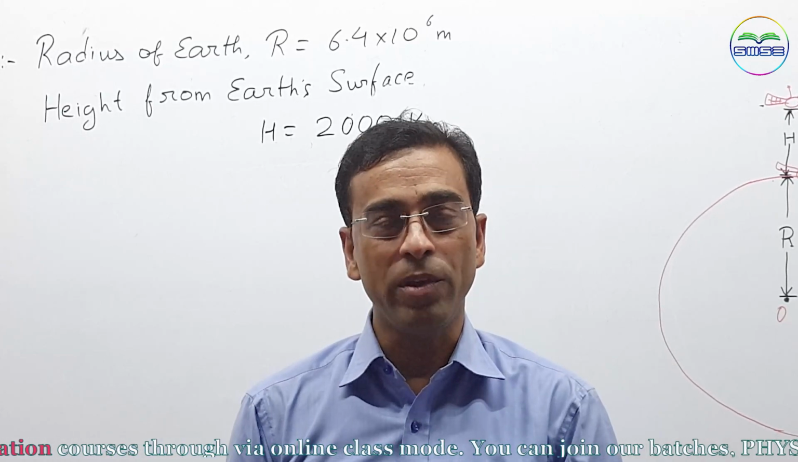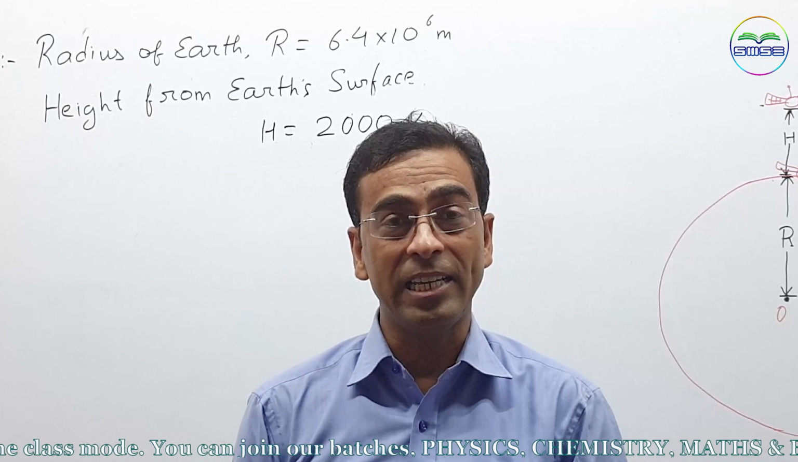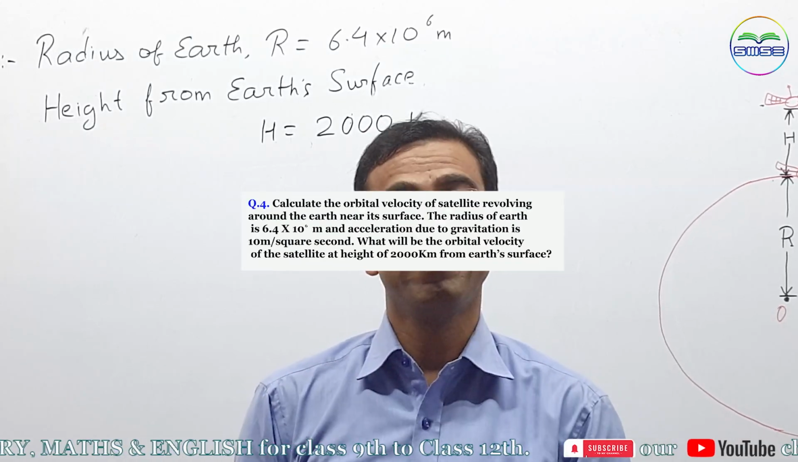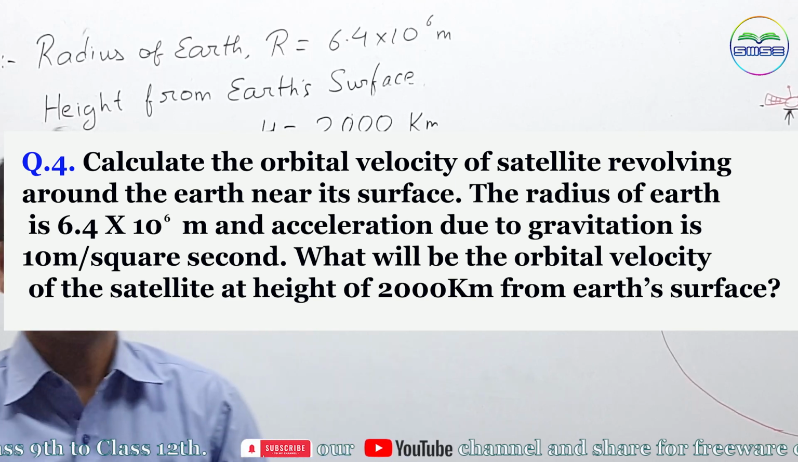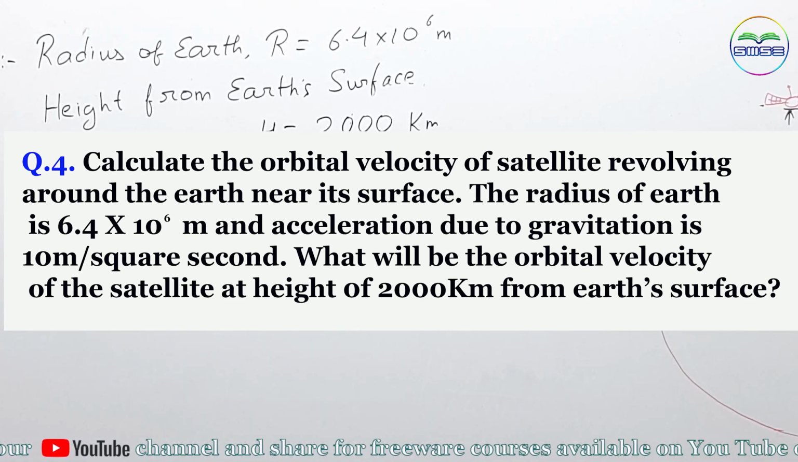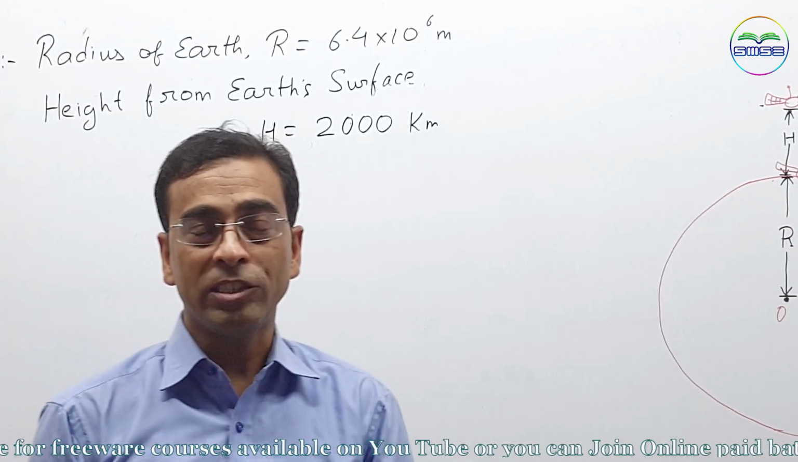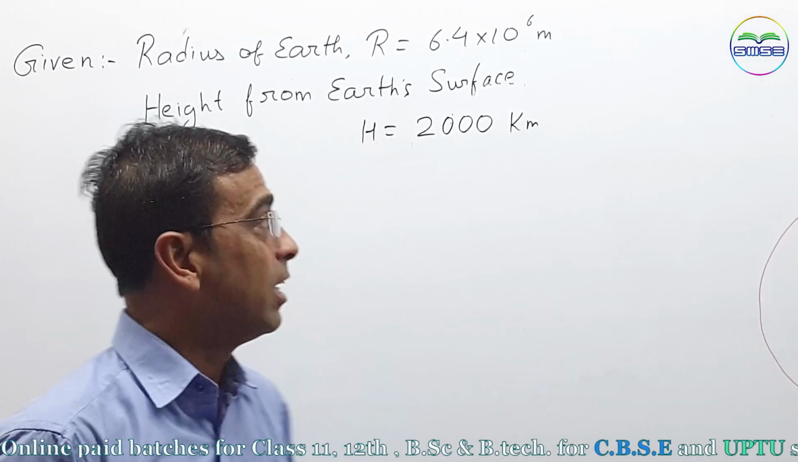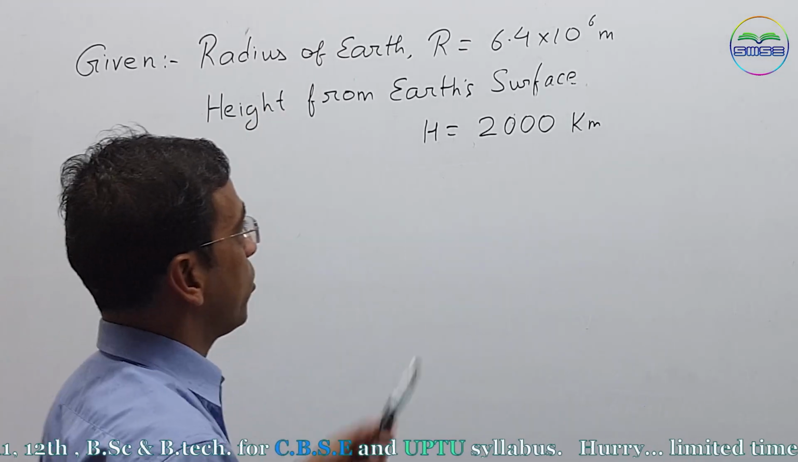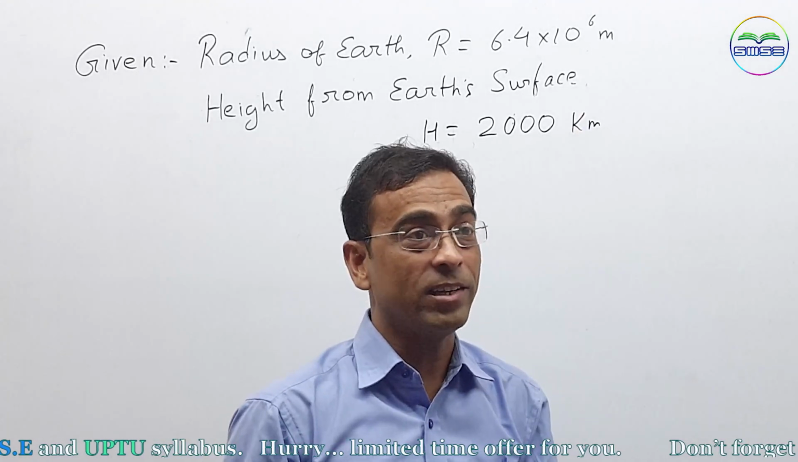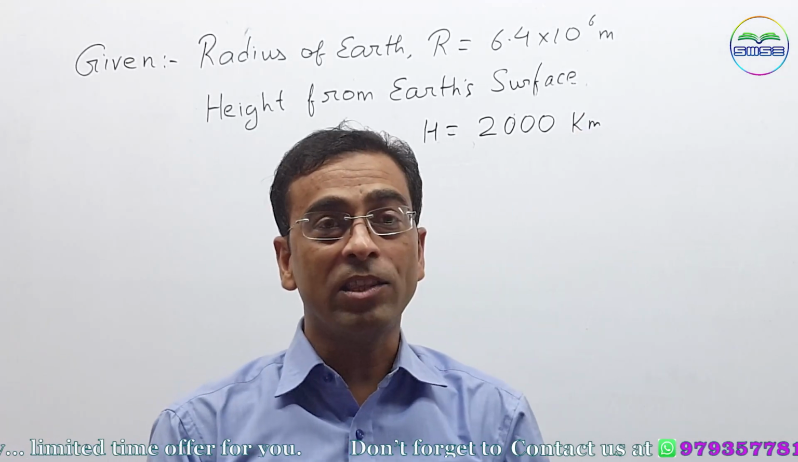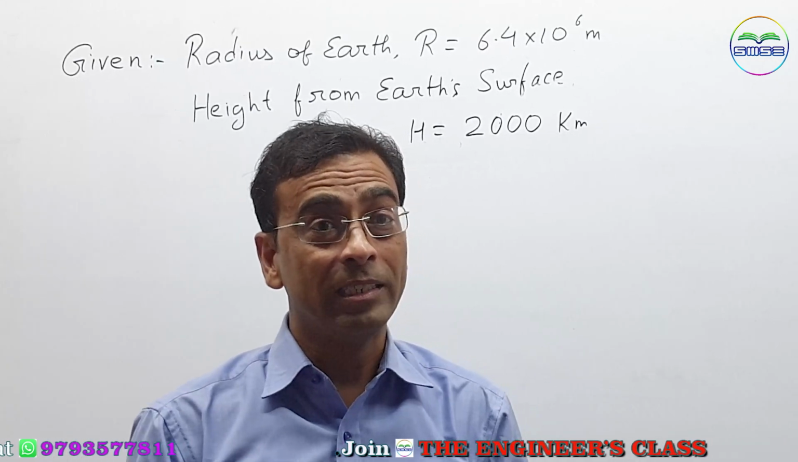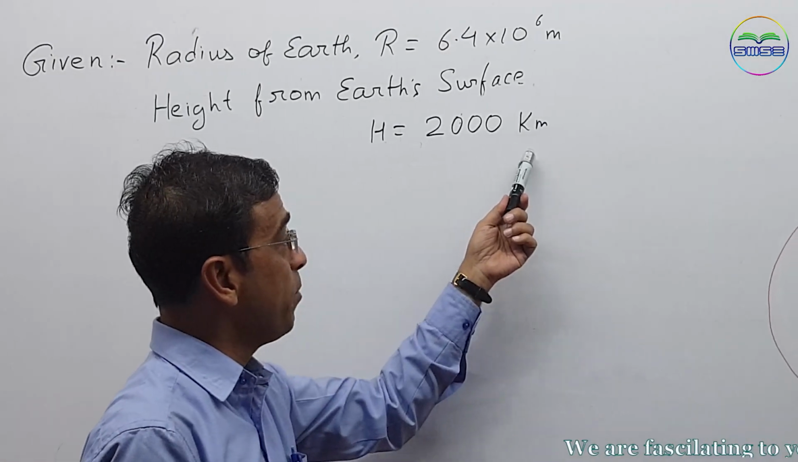We are learning unit gravitation, and today is our lecture number 9 where we have to solve a numerical question that is presenting at your screen right now. As you are seeing the question, we have the following data given on my whiteboard: radius of Earth R equal to 6.4 into 10 to the power 6 meter, and the height from the Earth's surface where the satellite has to revolve around the Earth is 2000 kilometer.